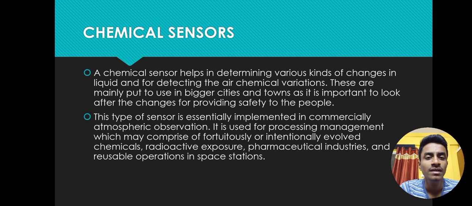And finally, chemical sensors. A chemical sensor helps in determining various kinds of changes in liquid and for detecting air chemical variations. These are mainly put to use in bigger cities and towns, as it is important to look after the changes for providing safety to the people. This type of sensor is essentially implemented in commercial atmospheric observation. It is used for process management, which may comprise fortuitously or intentionally evolved chemicals, radioactive exposure, pharmaceutical industries, and reusable operations in space stations.